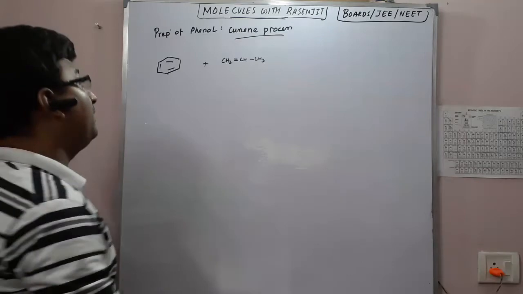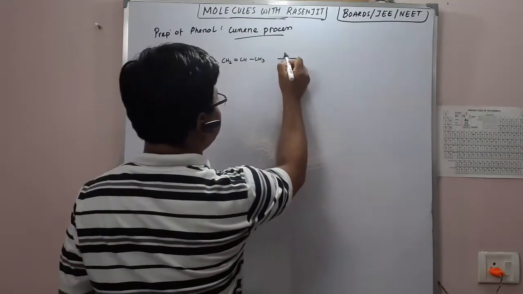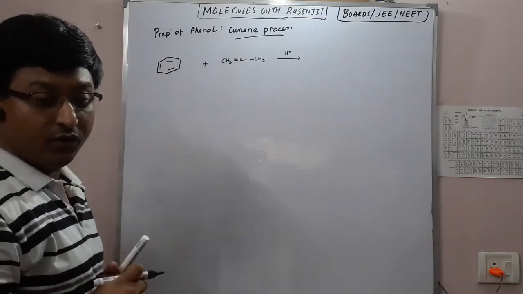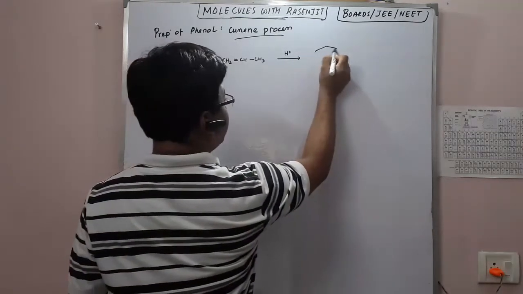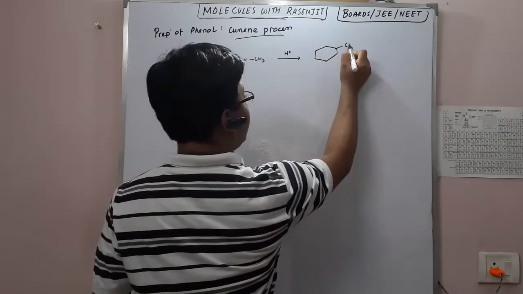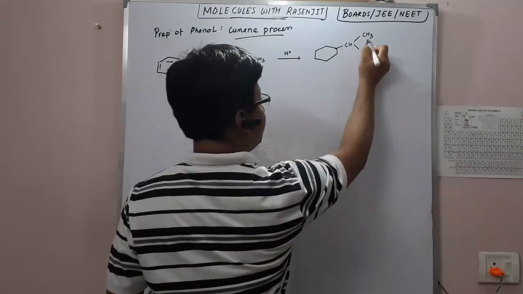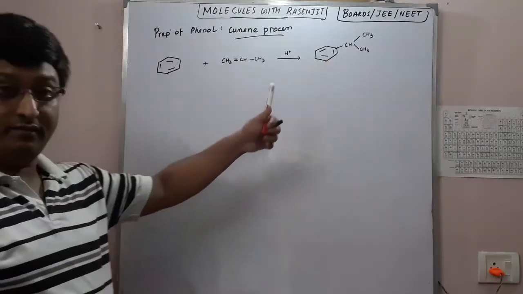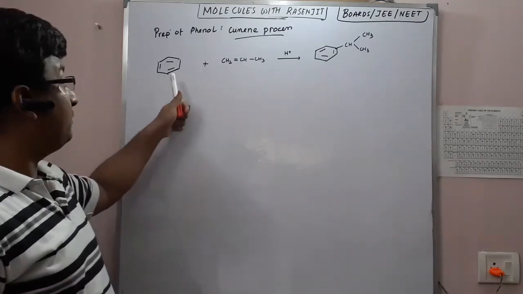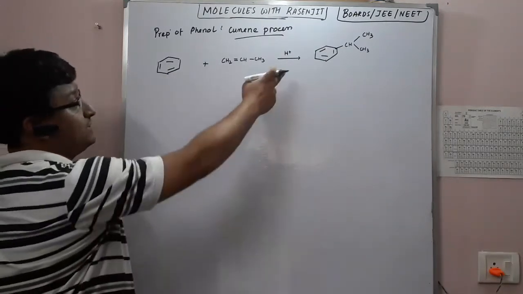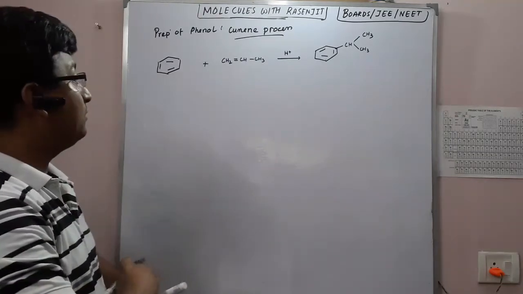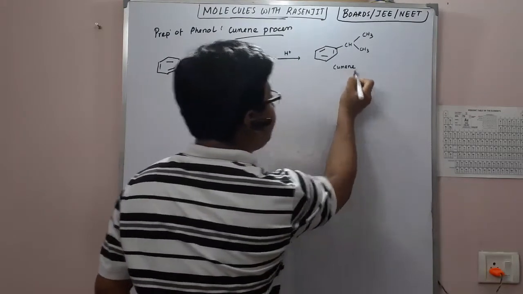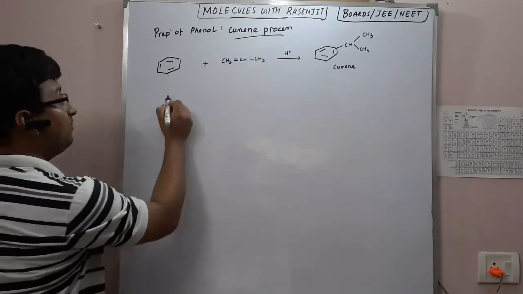Now benzene and propene together, in presence of acid, react to form C6H5-CH(CH3)2. It is nothing but a very simple electrophilic substitution reaction, basically the Markovnikov addition. So this molecule is known as cumene.